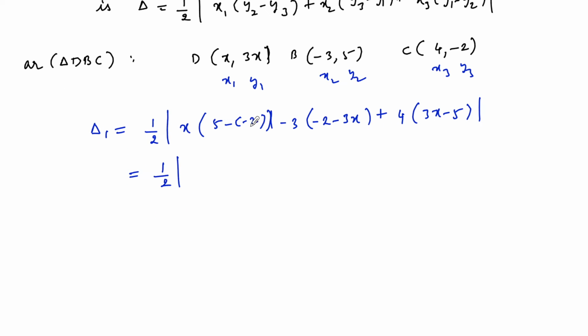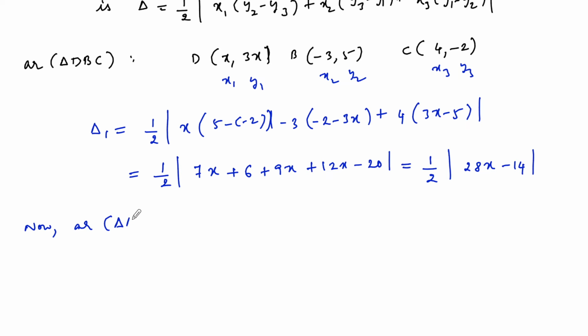Which is equal to 1/2 times mod of, so 5 minus (minus 2) is 7, so it's 7x, and here minus of minus 3 times minus 2 gives 6, and here it is plus 9x plus 12x minus 20, which is equal to 1/2 times mod of 12 plus 9 is 21, 21 plus 7 is 28 times x, and 6 minus 20 is minus 14. Say this is delta 1.